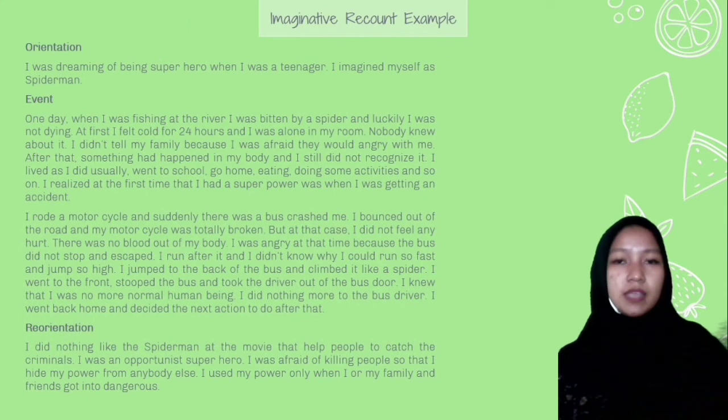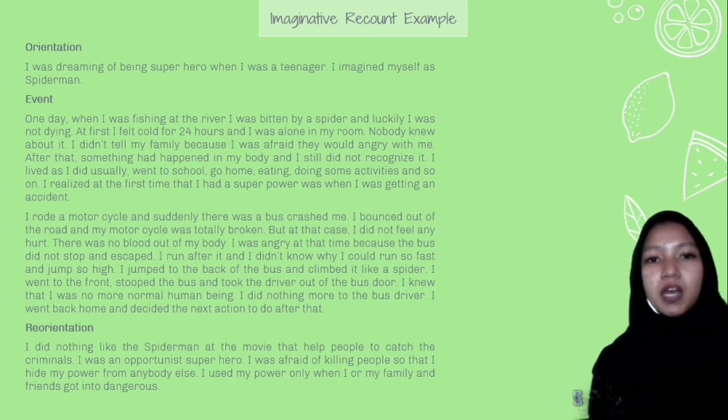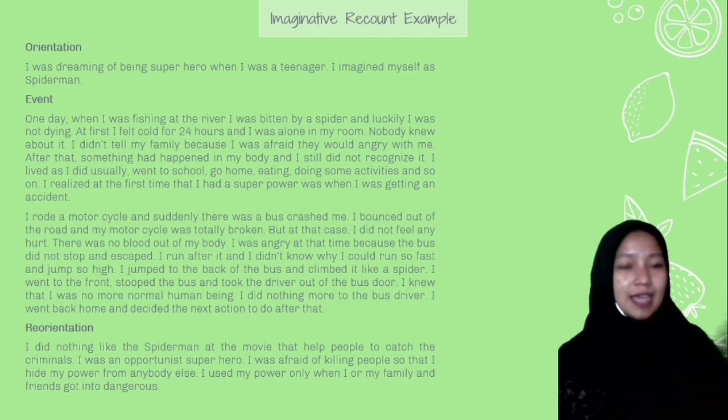Next, the imaginative recount example. I have provided you with the orientation, events, then the reorientation. I will give you 3 minutes to read the text.